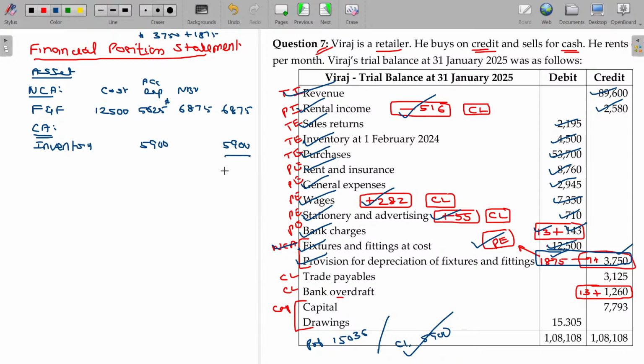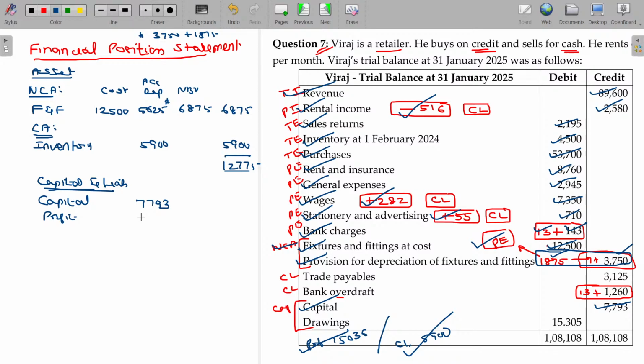Now the total being 12,775. And in capital and liabilities, start with the capital. We started with the capital being 7793. You have to add the profit earned in the current year, profit for the current year.